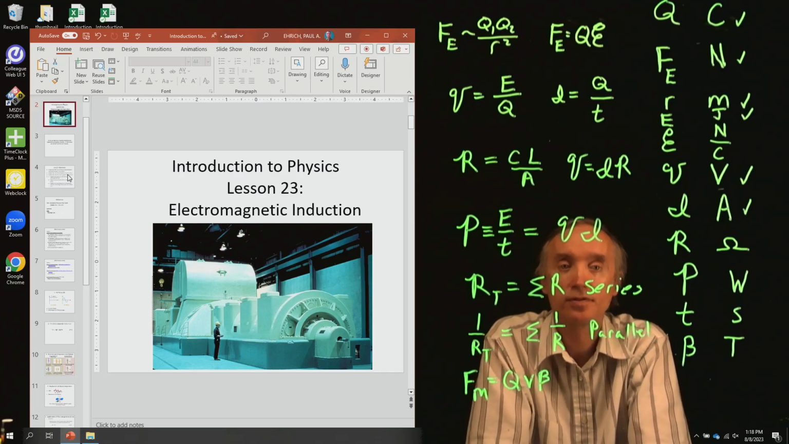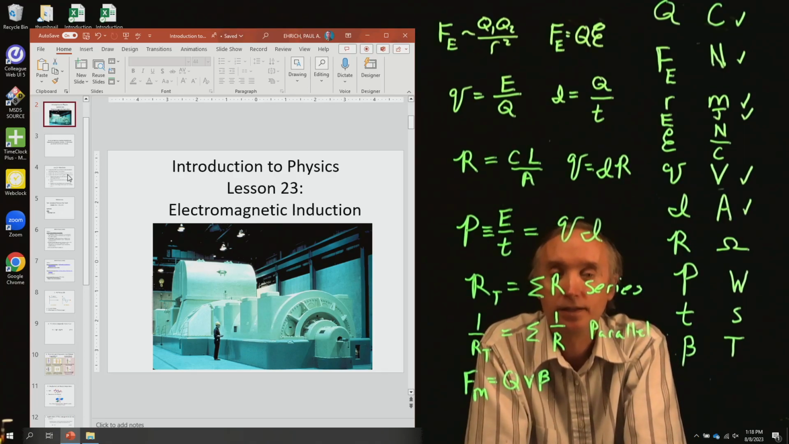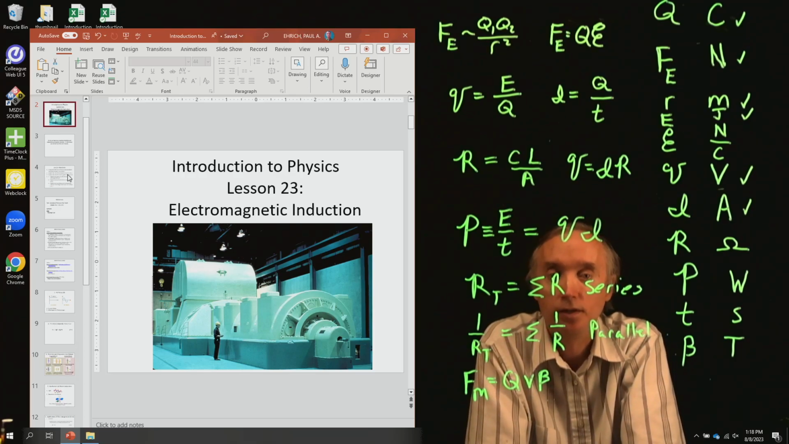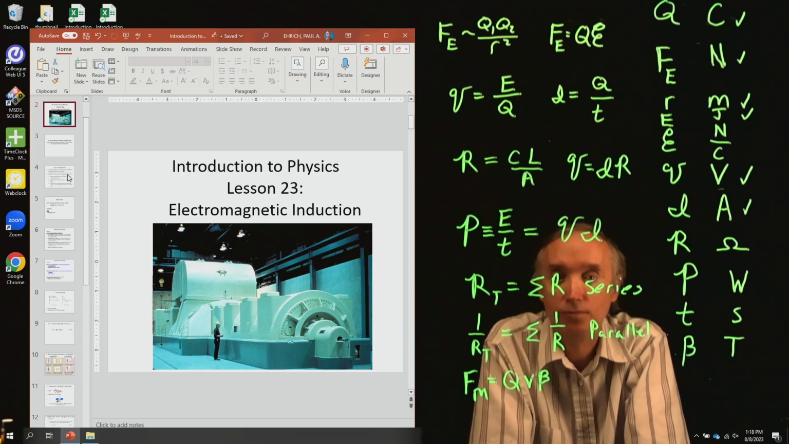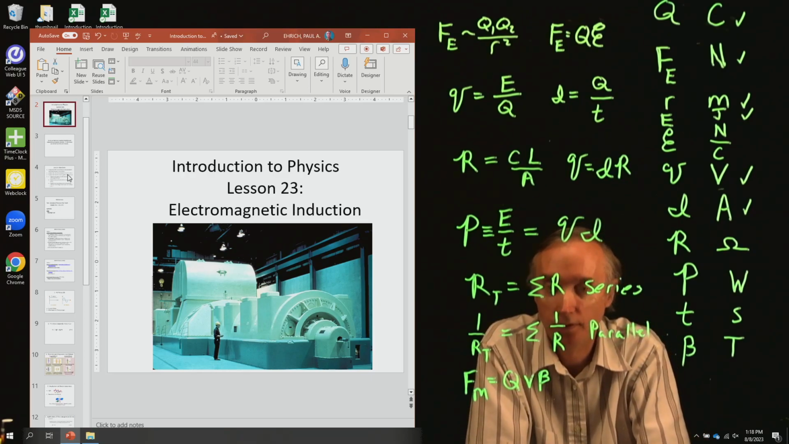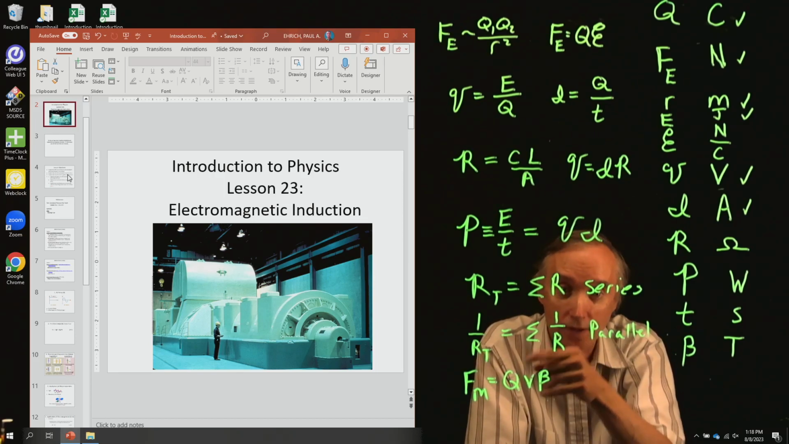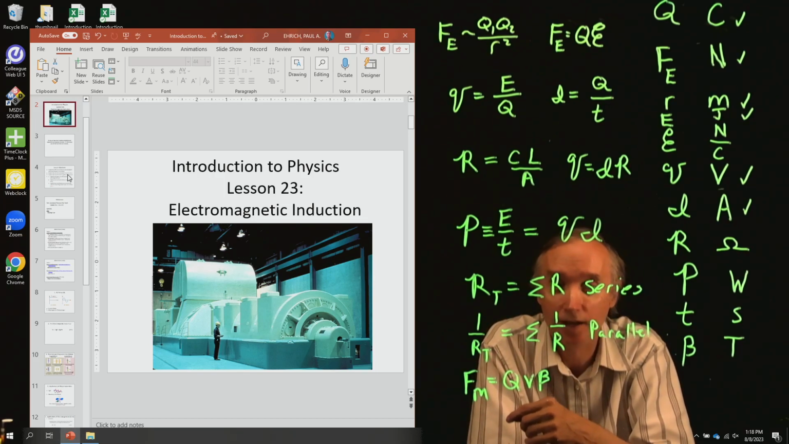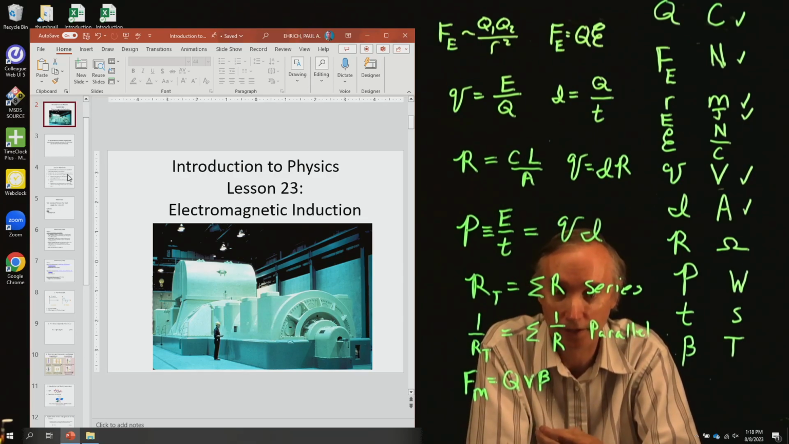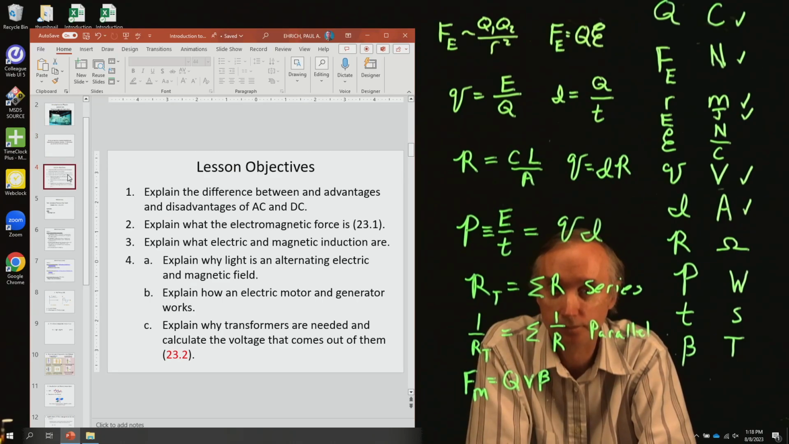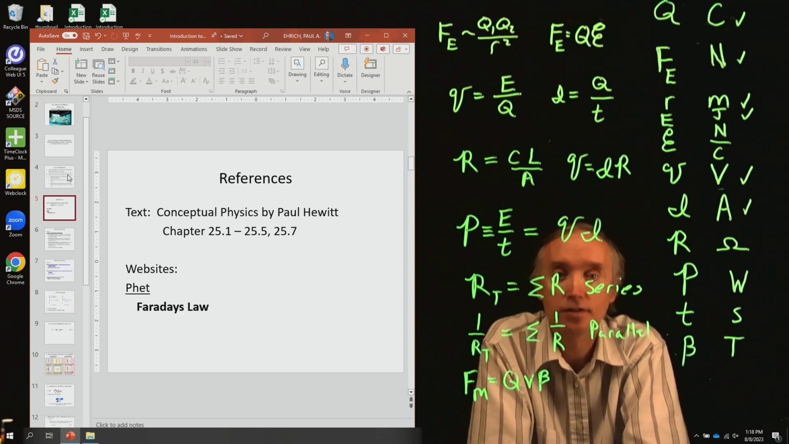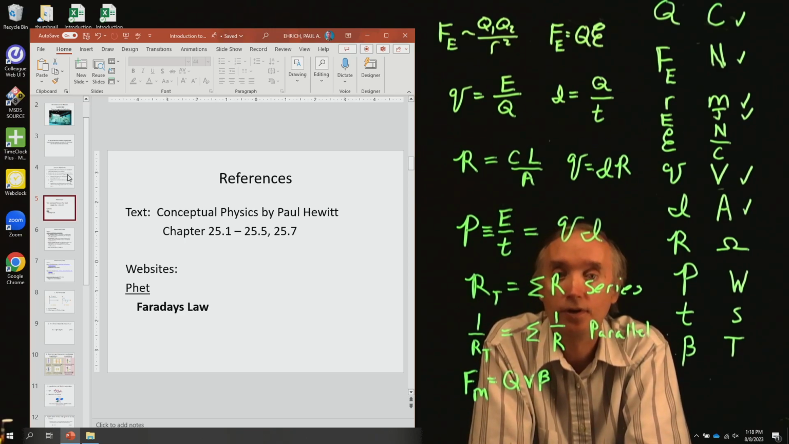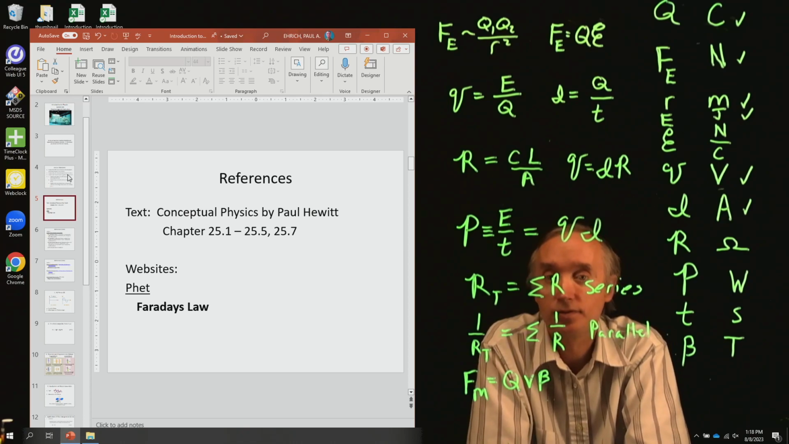Just about finished. So this is the last lesson that you'll need to know for the Unit 1 lecture exam. This is going to be lesson 23 on electromagnetic induction. And you should recognize what that thing is. That is an electrical generator, right? So it generates electricity. This is going to be found in chapter 25 of your textbook, sections 1, 2, 3, 4, and 5, and then section 7.